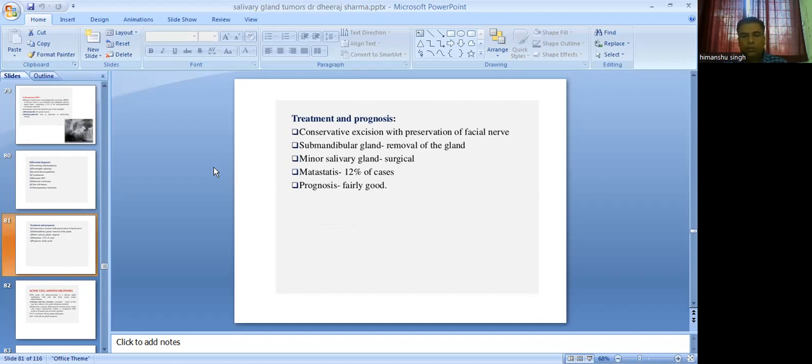Metastasis is seen in 12% of the cases. Prognosis is fairly good.